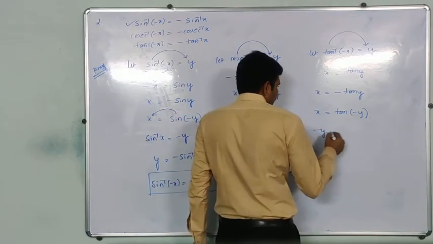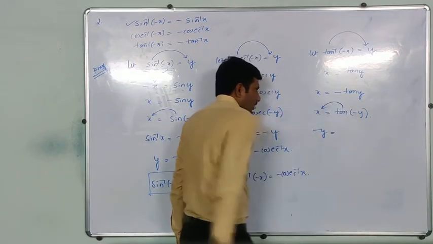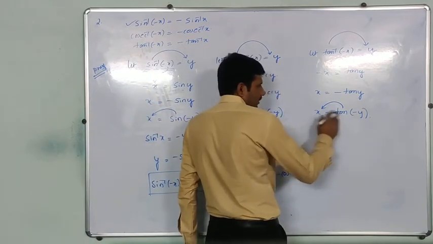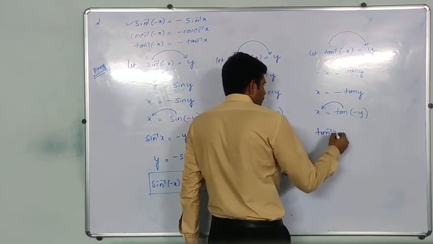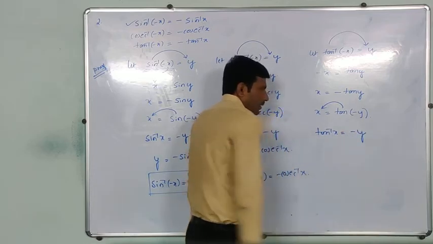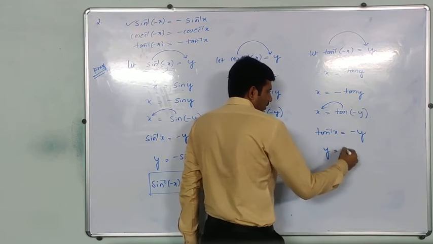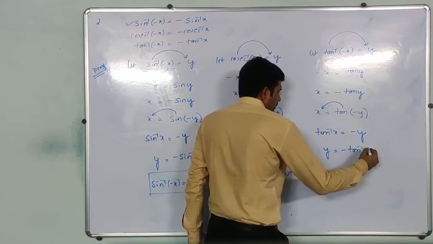Then minus y is equal to, take this tan here. Or you can write one more step: take this tan here, so tan inverse of x is equal to minus y. So then what is y? Multiply by minus. y is equal to minus tan inverse of x.